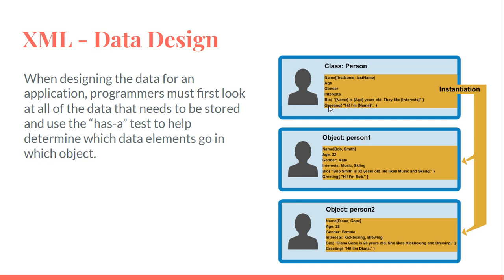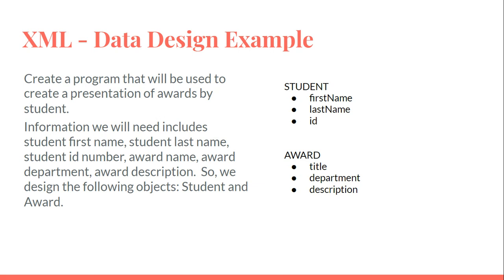All right. So that concept, that has test, helps us decide where things belong when we have a lot of data. And sometimes we get so much data that we need to create different objects and sometimes even different XML documents to hold all that information. So here's an example. We're going to create a program that'll be used to create a presentation of awards, and we're going to list those awards by student. So the information we have is we need a student first name, last name, ID number, award name, department, and award description. When I look at that, it's very clear that we're going to have 2 objects. Those objects are student and award. A student has a first name, has a last name, has an ID. An award has a title, has a department, has a description.